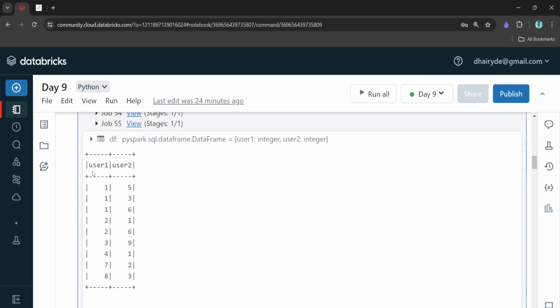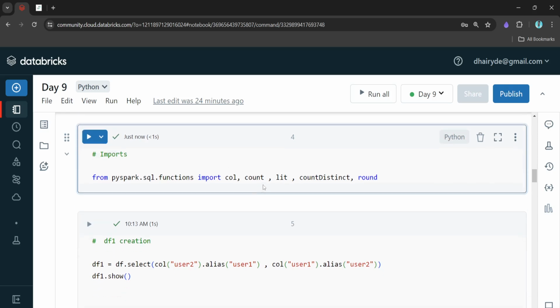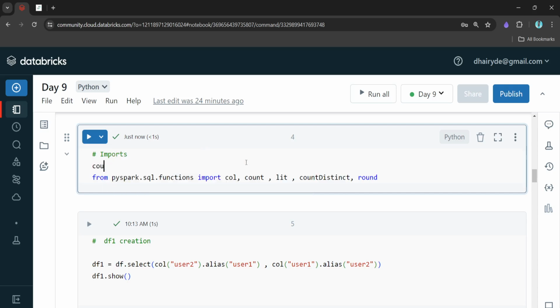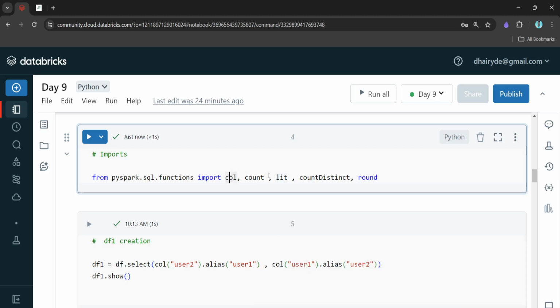So here we have created the data frame. Now it's time to import the things which we need. So we need col, right? This we know. Then we need count, and for count we cannot write it like this, count and then one, right? We know. If you don't have an understanding, you can watch my playlist. We have a lot of interview related content. You will learn a lot of things, basically how these tricks work in PySpark.